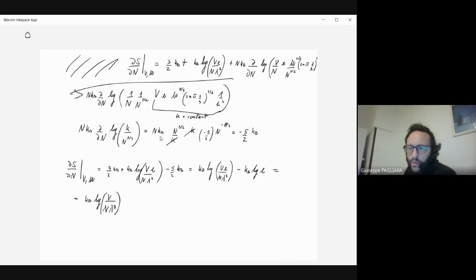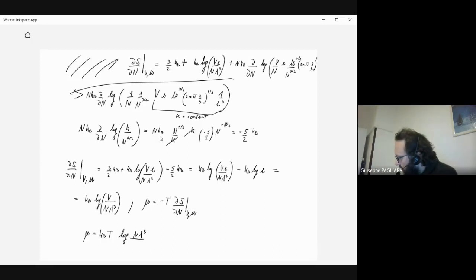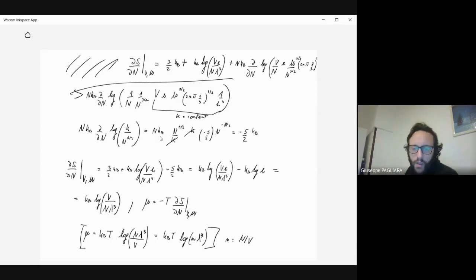Now, this was the derivative of S with respect to N at fixed volume and fixed internal energy. In order to get the chemical potential, I need to multiply by the temperature. And therefore, the chemical potential will be minus TKB, or minus KBT, times the logarithm. Here I have a minus, therefore the lambda goes to the numerator. So I have N lambda cubed divided by the volume, which also can be written as kbt logarithm of n lambda cubed, where n is the ratio between N and volume. Okay, so this is the final formula for the chemical potential of a monatomic ideal gas. So I have a kbt, the logarithm of n times lambda cubed.